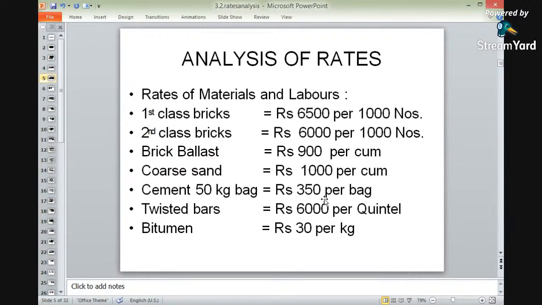Again, twisted bars, we have assumed as 6,000 per quintal. Again, there may be some changes, though we have assumed 6,000 per quintal. Whereas bitumen, in some cases for waterproofing purposes, plays an important role. So bitumen is used for waterproofing and has been taken as 30 per kg. So we have listed these various rates of the materials required for various construction works.